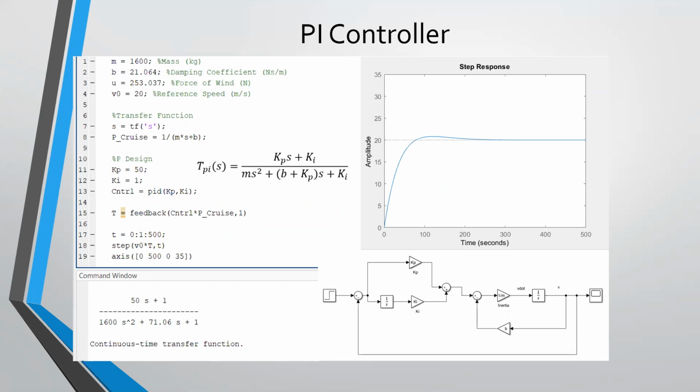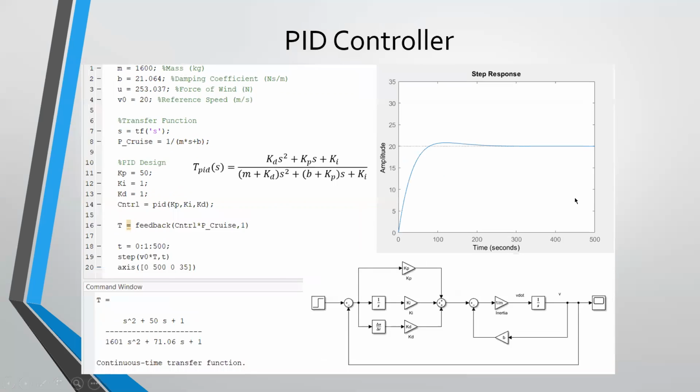The last controller we tested is the PID controller. The PID controller yielded us identical results to the PI controller. There was no derivative in the initial transfer function, so the implementation of a derivative controller was pointless.